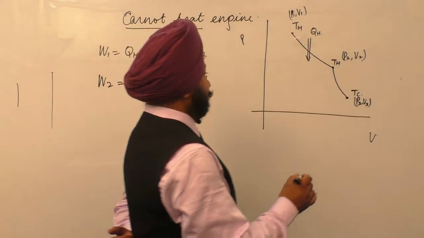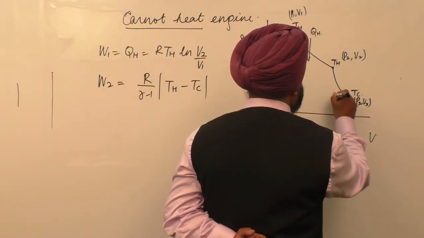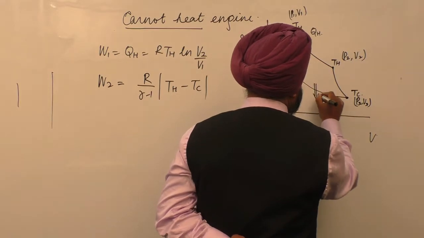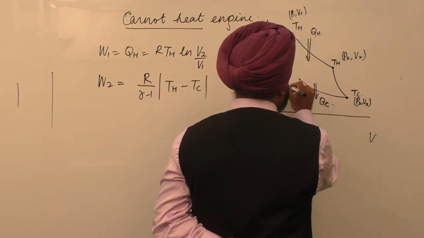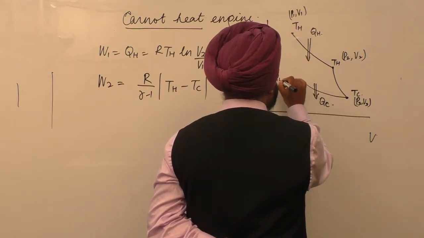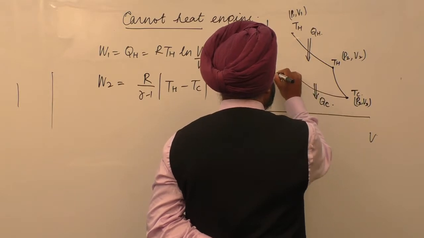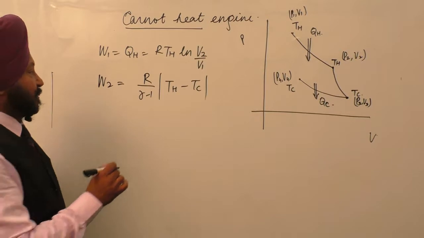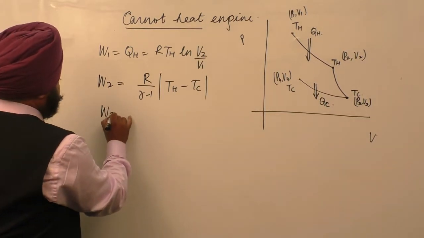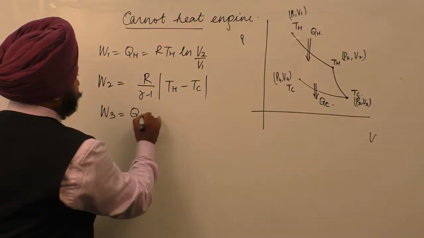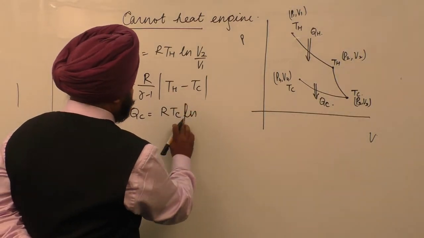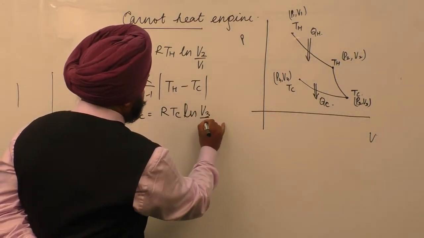Now the piston cylinder arrangement is taken and it is placed on the stand once again, and it is compressed, and an amount of heat QC is lost, temperature remains the same, and the pressure and volume move to P4 and V4, and the amount of heat which is lost is QC. So the work done will be equal to QC, and it will be equal to R times TC log of V3 over V4.